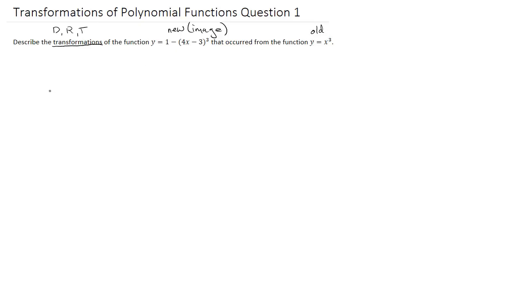So we're going to start by making the comparison. We're going to write y equals x cubed on that side, and then on this side of the equation, I'm going to put dashes indicating the new equation. So this was our old, and this is the image. And we want to know exactly how we converted our old equation into our image equation.